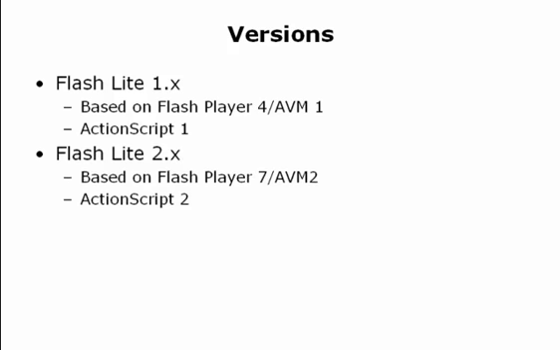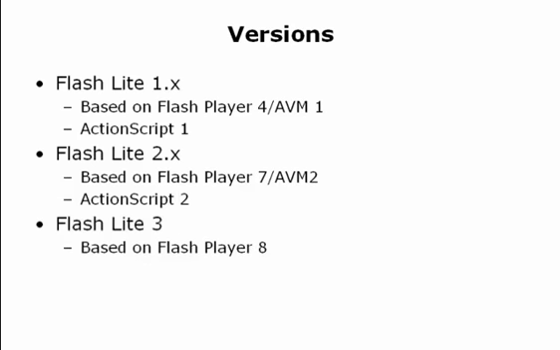Flash Lite 2 is based on Player 7, and it runs ActionScript in what is called the ActionScript Virtual Machine 2. It has a very rich feature set and uses a programming language based on JavaScript that has a familiar syntax and structure. Flash Lite 3 represents improvements on Flash Lite 2, and it's based on Flash Player 8.